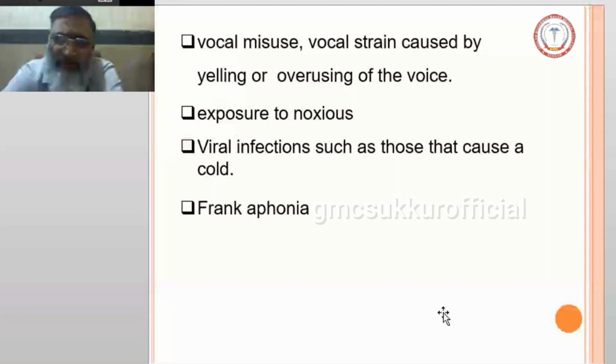Now, chronic laryngitis: when the signs and symptoms of acute laryngitis persist beyond 3 to 4 weeks, these signs and symptoms are hoarseness of voice, painful talking, and over the larynx, you will see congestion. Then this will be labeled as chronic laryngitis. So when the signs and symptoms last 3 to 4 weeks, that is labeled as chronic laryngitis.